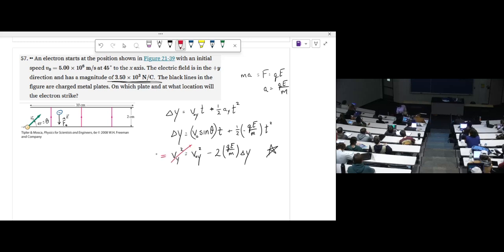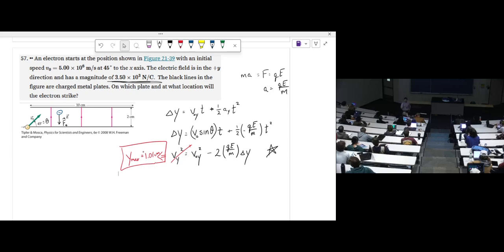And that would give you that y max, in this case, the maximum height that this thing reaches, is going to be equal to 1.01 centimeter. Okay, so the highest this thing gets is 1.01 centimeters. I'll leave you to fill in the details afterwards. So if it's 1.01 centimeter, does it strike the top plate or the bottom plate? The bottom plate, exactly. So it strikes the bottom plate.